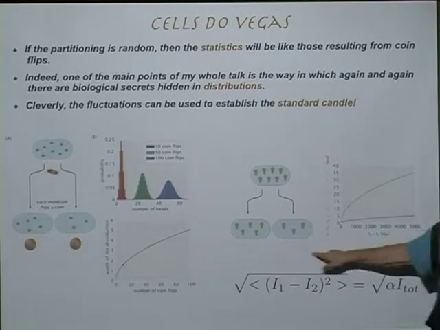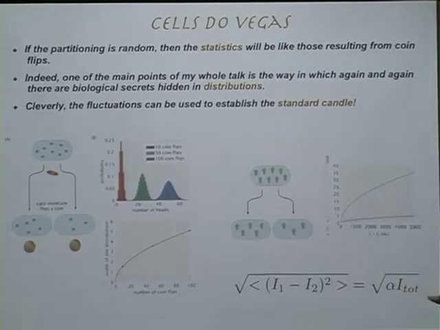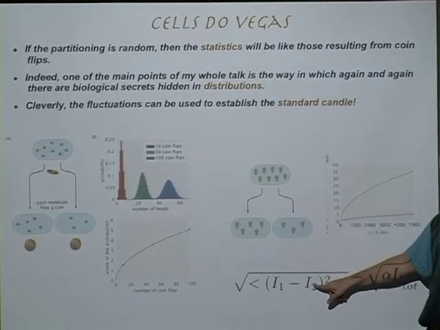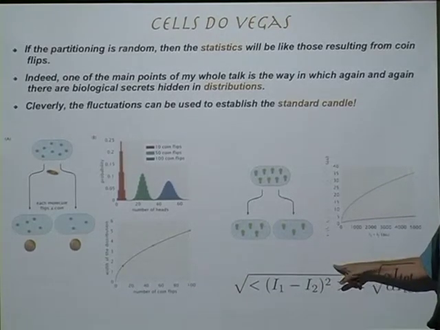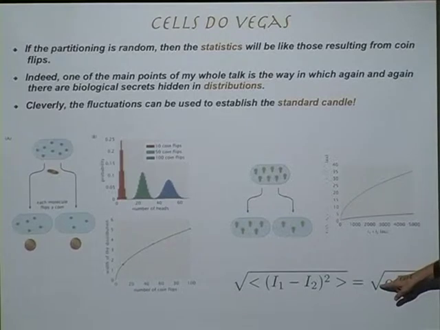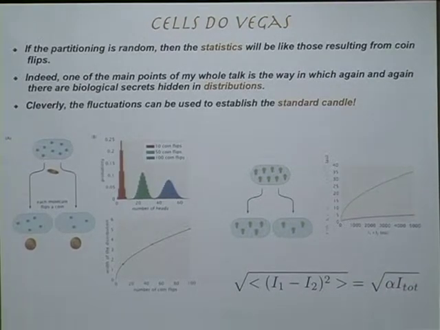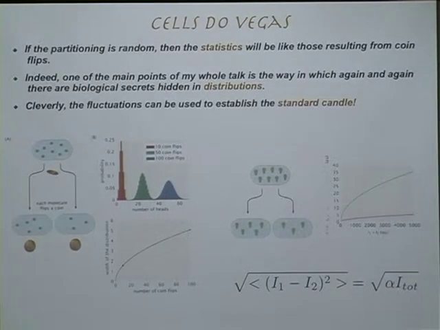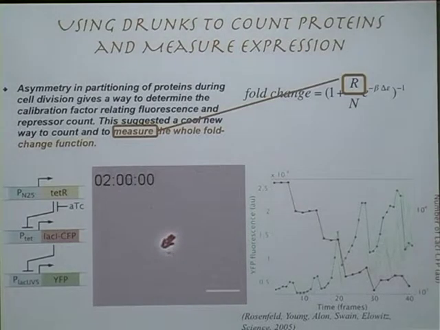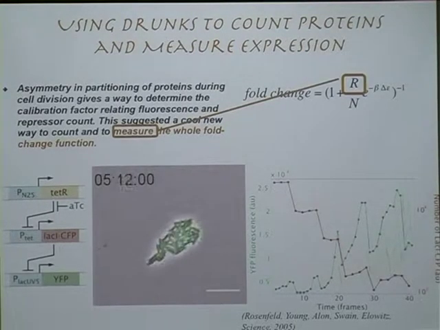And you can prove, so here's your homework problem, you can prove that the difference in intensity of the two daughters, squared and square rooted, is proportional to the square root of the intensity of the mother times the unknown calibration factor, alpha. Alpha is the thing that relates intensity to number of molecules. That's the factor that we want to determine. So let me show you this. So I showed you this movie earlier, but now you can see it again.